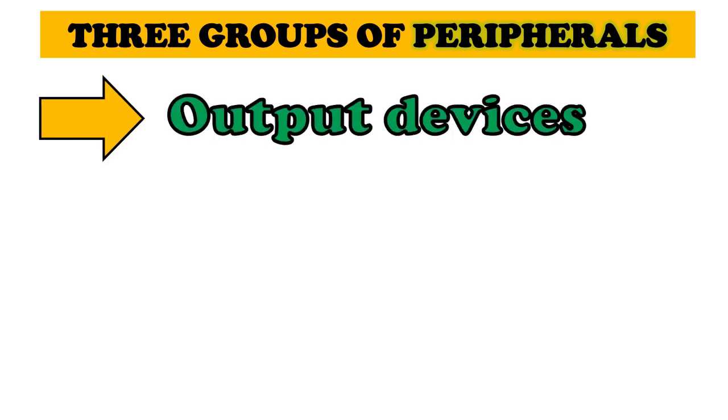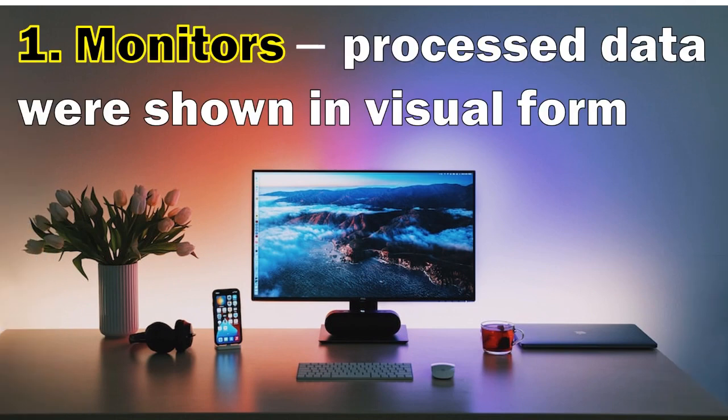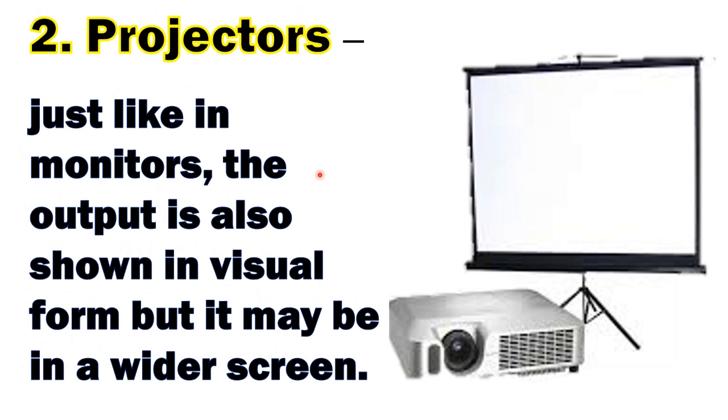The next group of peripherals is what we call the output devices. Output devices refer to any piece of computer hardware that displays results after the computer has processed the input data that has been entered. Number one example is monitors. Processed data are shown in visual form. Number two, projectors. Just like in monitors, the output is also shown in visual form, but it may be in a wider screen.